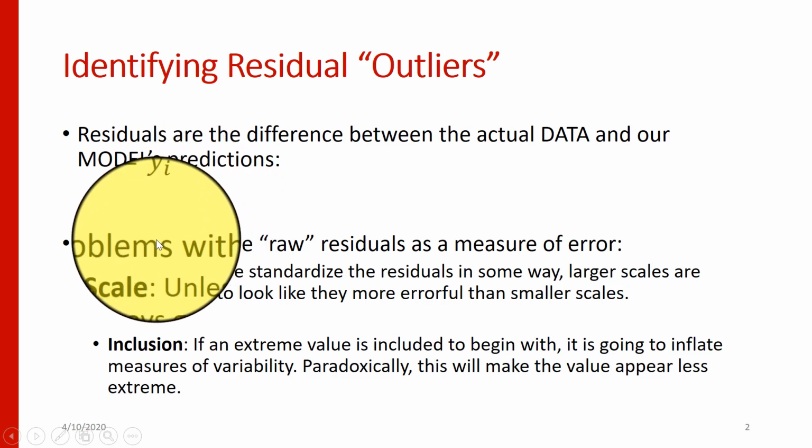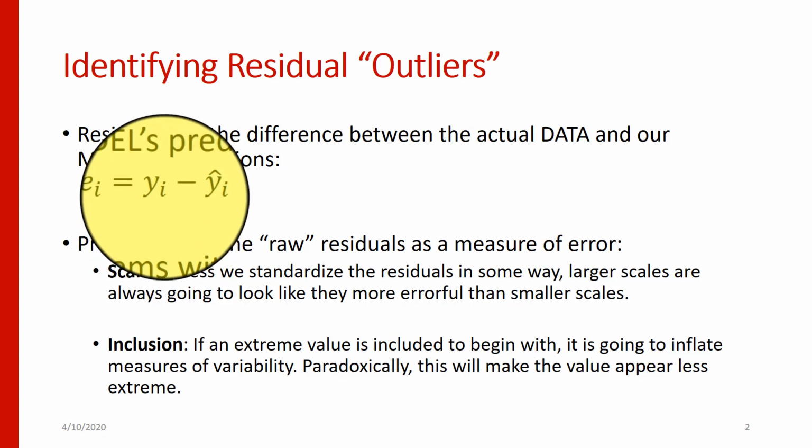If we look at residuals in that sense, there are going to be a few problems if we just use raw residuals as a measure of error. The first is the scale, because unless we standardize these residuals in some way, if we just plot the raw residuals, larger scales are always going to look like they're more errorful than smaller scales. For instance, let's consider if we have models that predict people's race time in seconds for the mile versus the 100 meters. The 100 meters might be over in 10 seconds, whereas the mile is going to be over in somewhere between 4 minutes to 6 minutes, depending on what level of racer we're looking at.